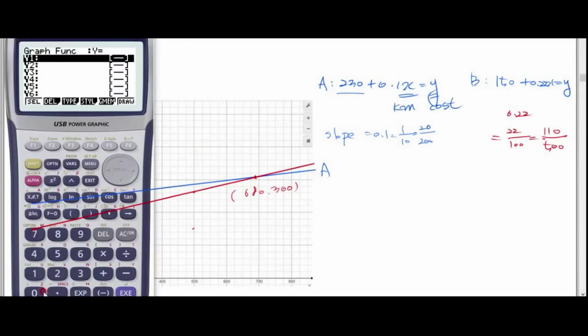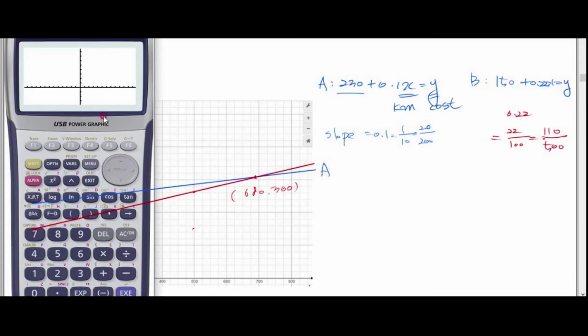Instead of drawing the graph with our hands, let's use the calculator. Again, I've got the calculator out right here. Let's try it out. 0.1x plus 230. And the second one for B, 0.22x plus 150. And then, going to draw, we can't see this because the graph is just too big. Let's just zoom out. Zoom out, zoom out, zoom out, and we can start seeing it. Zooming out one more time, we can see it.